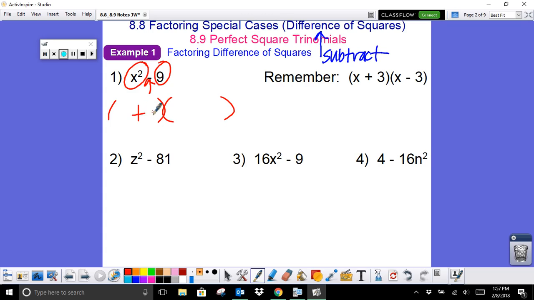One is always going to be plus, one is always going to be minus. One's plus, one's minus. It doesn't matter what order they're in, but you've got to have one of each. All right, so now here's what we're going to think about.